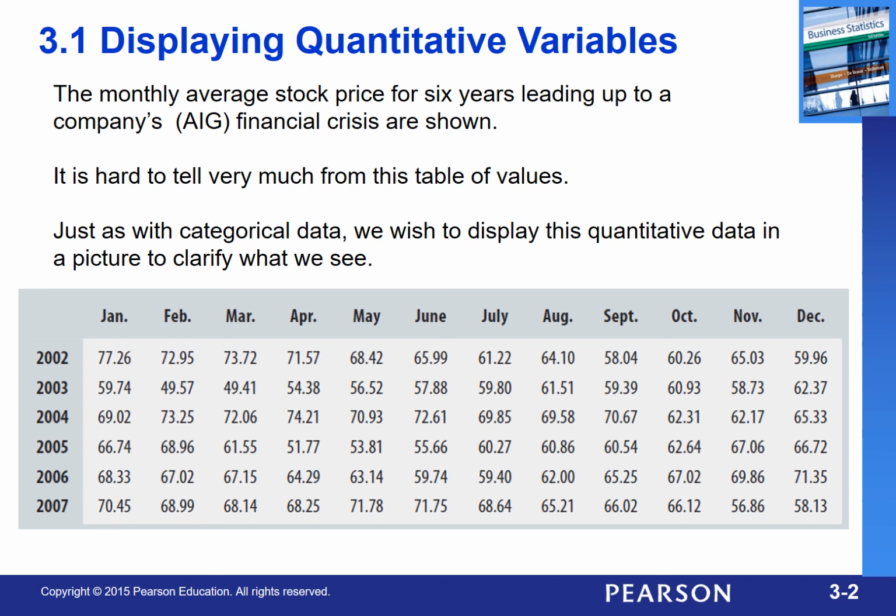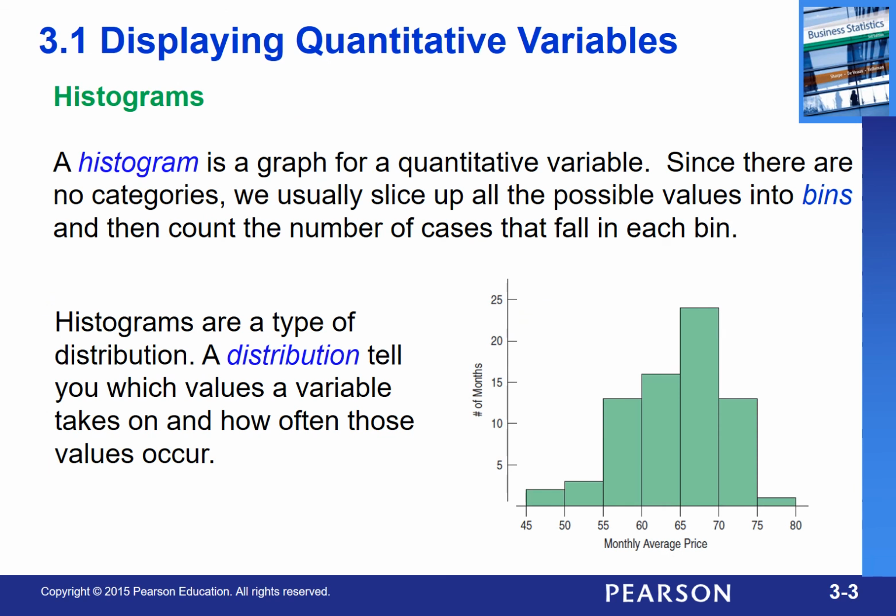So what we're going to look to do is take big pieces of data, this isn't necessarily big, and try to find ways to describe it well. The first way we're going to do that is by forming visuals of this. In Chapter 2, we talked about how charts are what we use for categorical data. We use graphs for quantitative data. And the first we're going to look at is called a histogram.